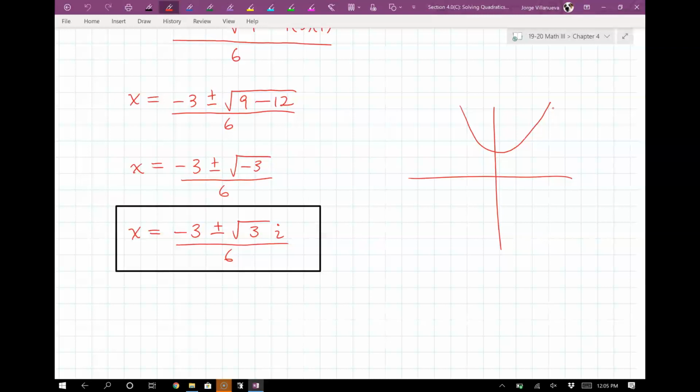So for number 8, your answer should be no and no. There is no other way to solve these. You've got to use the quadratic formula. And no, they would not cross the x-axis. Okay? So that's how you know you have imaginary solutions, if a parabola doesn't cross the x-axis.